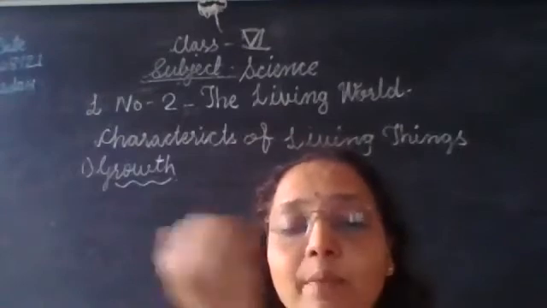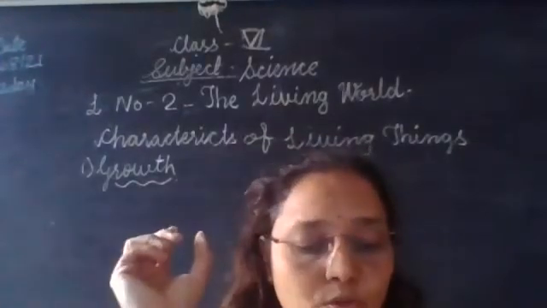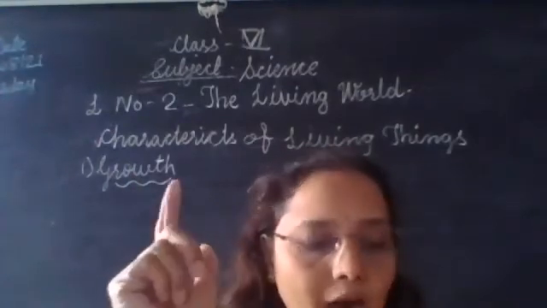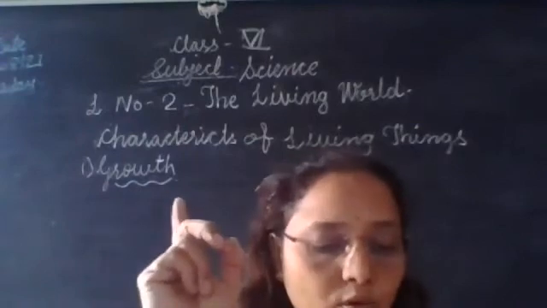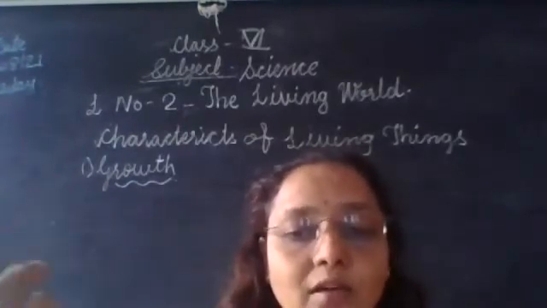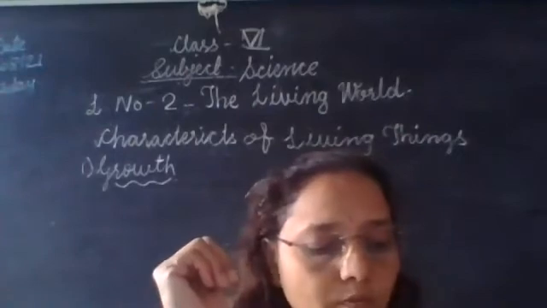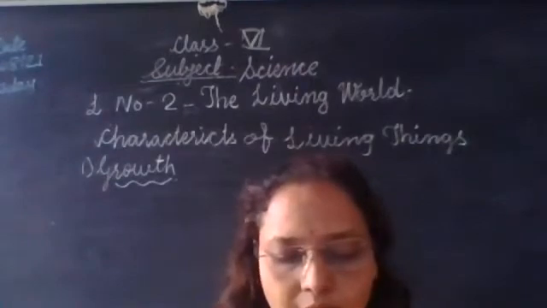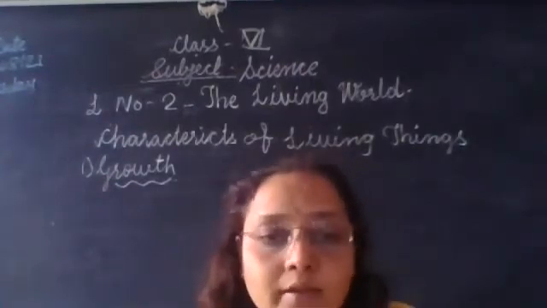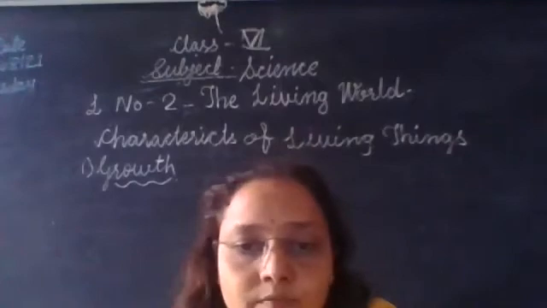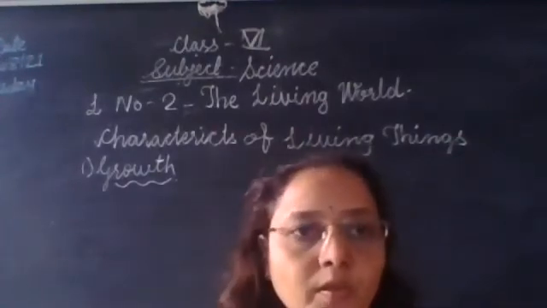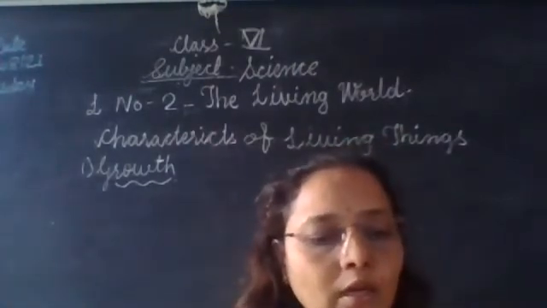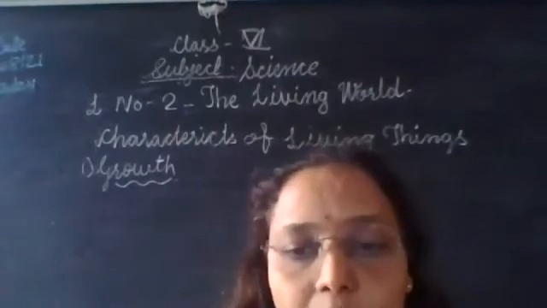If you consider the example of a plant, a seed germinates into a seedling that grows into a mature plant. Similarly, a tadpole grows into a frog. So these are various examples of growth. To show this characteristic feature of growth, one activity is given in your textbook.